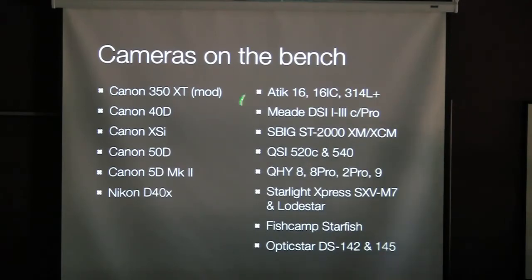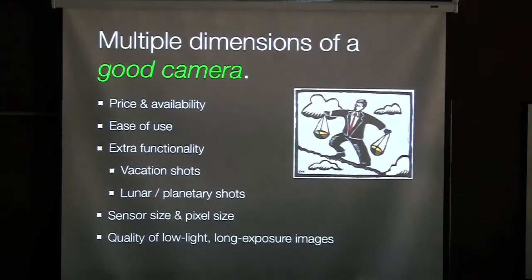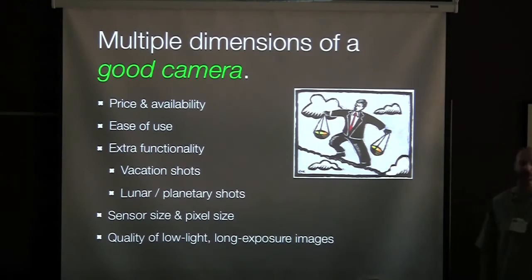A number of different Atiks, pretty much all the Meades, a couple of SBIGs, a couple of Kevin's QSIs, a lot of the QHYs, a couple of Starlight Xpress, the Fishcamp Starfish, Opticstar. There are now a couple more on the way to me as well. So I've been looking at a number of different cameras, looking at them on a test bench, and looking at some number of them actually under the stars as well. A couple of them actually get out. But I just wanted to give you an idea as to, okay, now here's the sort of space that I've been working in as I've been looking at these.